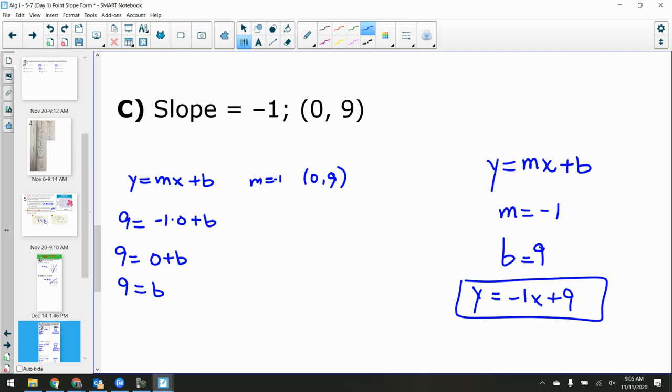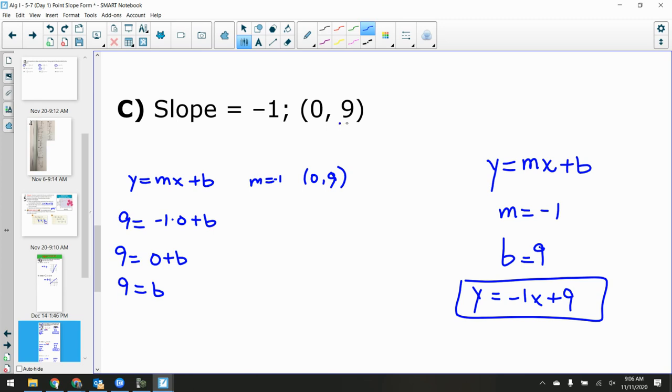Anybody notice something about my b value? It's a whole number. It doesn't have to be that way though. It could be negative. What do we notice in this particular problem? Look, what was the original point that was given to us? 0, 9. Oh, work smarter, not harder. I gave you the b value right at the beginning. You didn't need to do all that work.